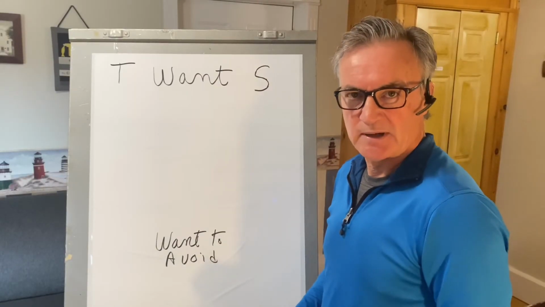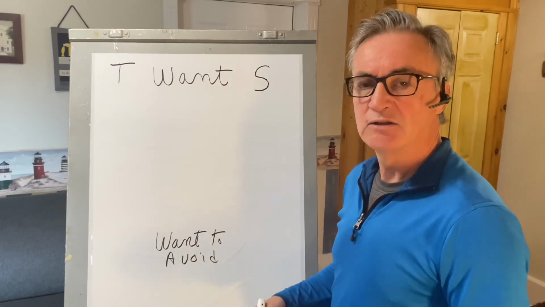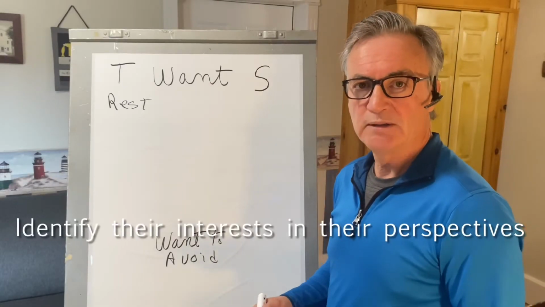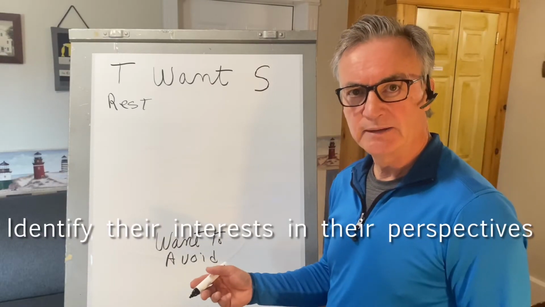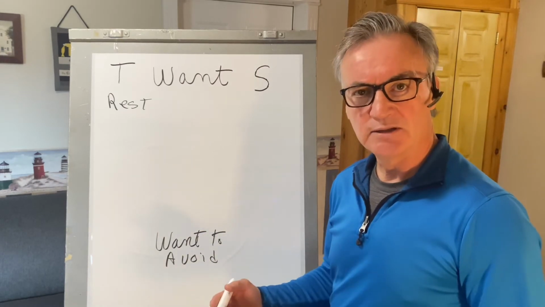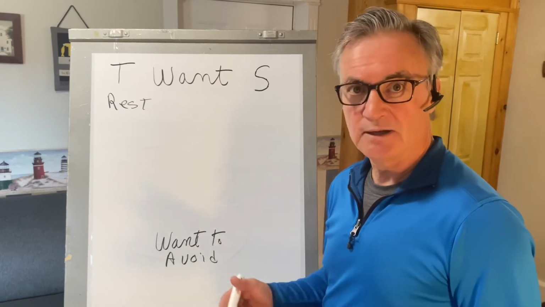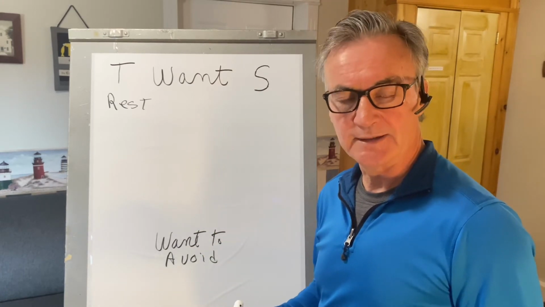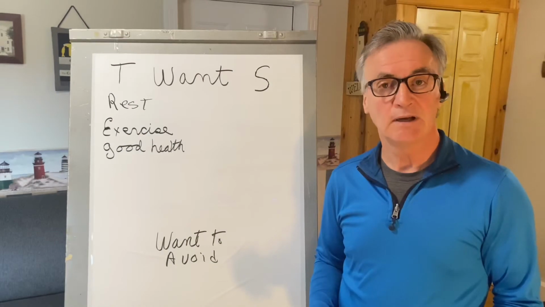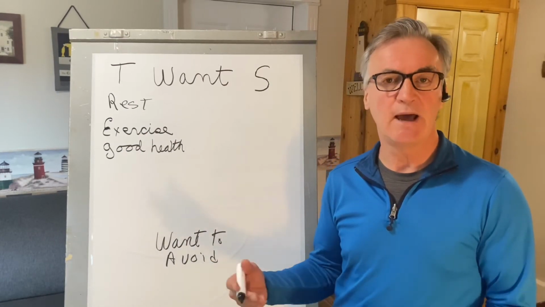So Ted's perspective is about, he comes home from work, he can't get some rest, so rest is important to him. If he talks a little more about it, he might mention that he likes to get some exercise and he's trying to stay healthy. And so it's clear that exercise and good health are important to him. Let's add those.